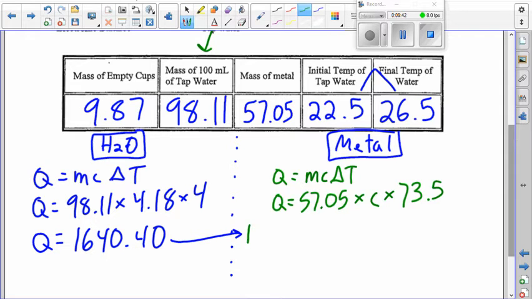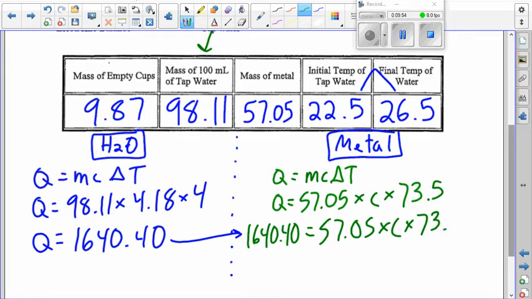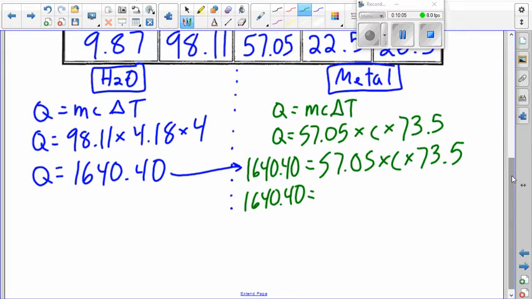That means that 1640.40 is equal to 57.05 times C times 73.5. Okay? So let's simplify this. What's 57.05 times 73.5? What does that come out to be? 4,193.175. I'll just call it 4193.18 times C.